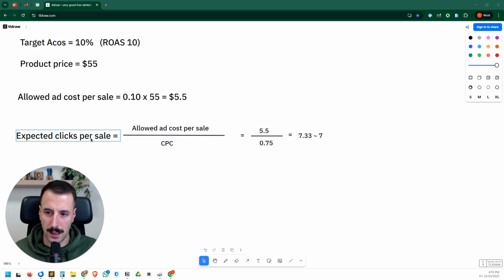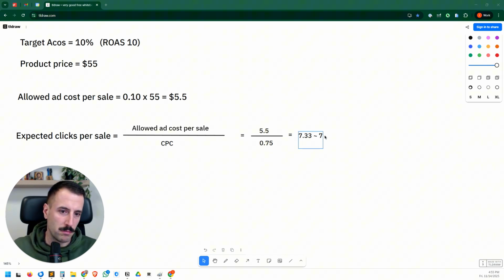Furthermore, expected clicks per sale is the allowed cost per sale divided by the cost per click. And if your cost per click is 0.75, now these are totally made up numbers, but the logic is the same. You divide how much you can spend per sale in order to have the target ACoS, in order to be profitable, if that's what you aim for, and then you get 7.33 clicks to meet the desired sale, to be profitable. That's roughly 7 clicks.